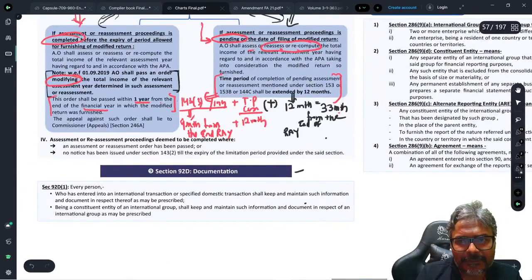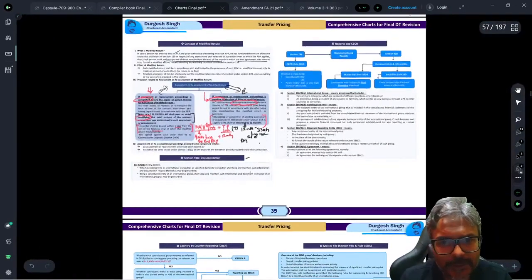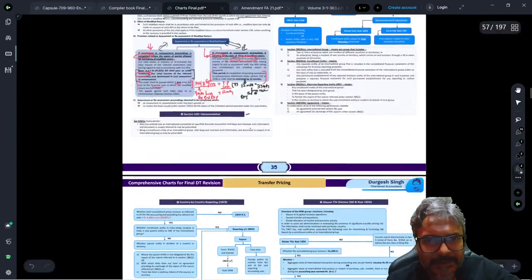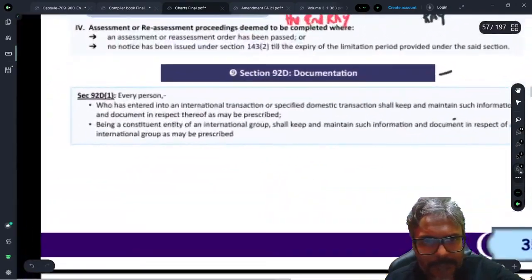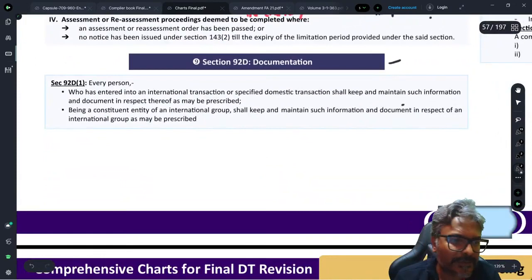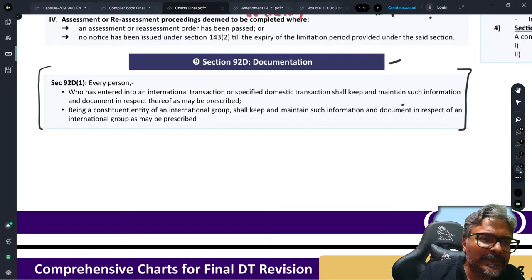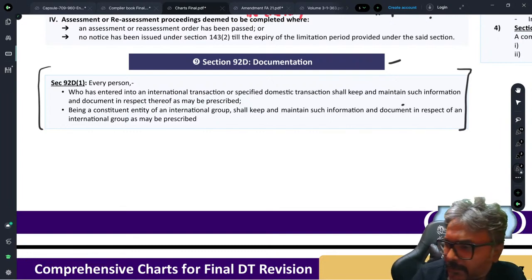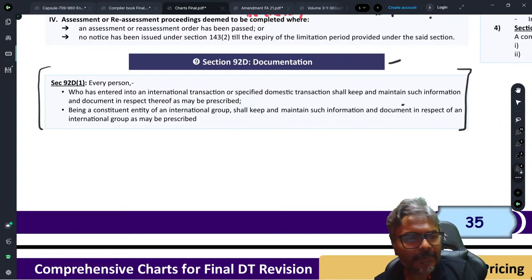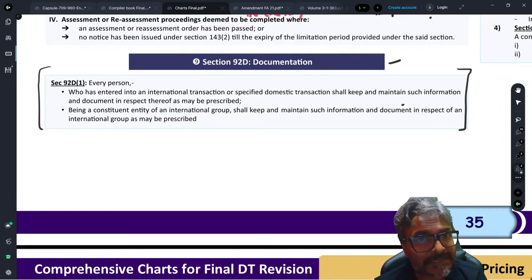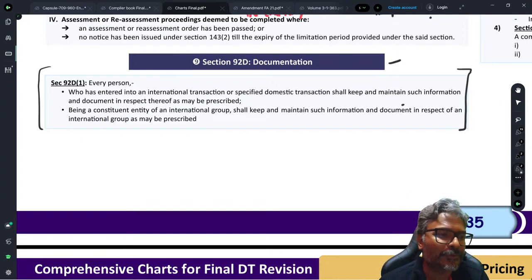Documentation requirement. Can you see this one? Now, the most important, as you all know, is the country by country reporting and the master file. Here is the most important MCQ question. MCQ question, students. This paragraph is MCQ. Can you see the difference? Please read this 92D. These two bullet points are the most important MCQ question. Read it. Who knows? This is the time, students, where fortune is going to turn. Please read these two bullet points.